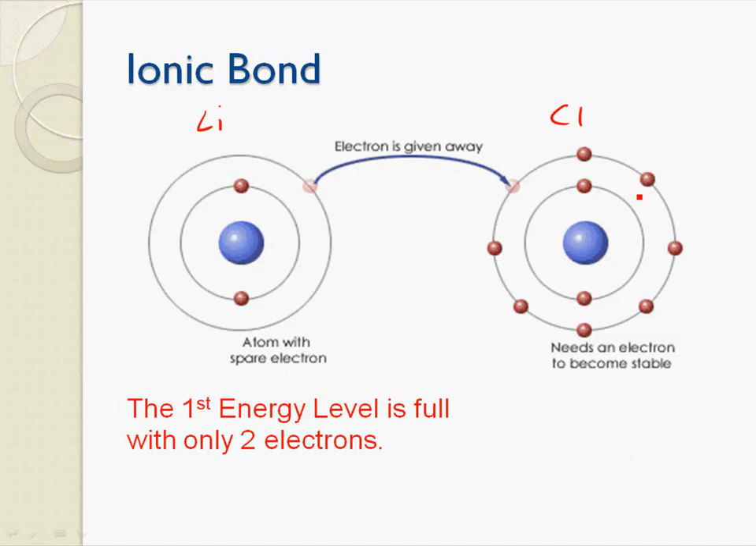This is chlorine. Lithium is going to donate an electron over to chlorine. Chlorine's going to get a negative charge. Lithium's going to get a positive charge. Remember, when you're dealing with lithium, hydrogen, or helium, the stable configuration is two electrons on your outside. Okay?